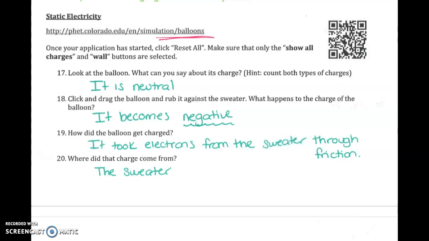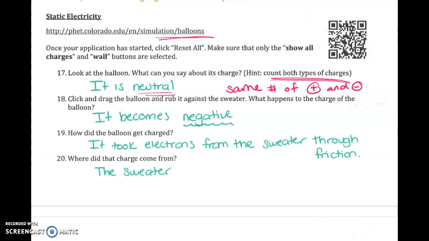Right when you open that online simulator, if you look at the balloon and count both types of charges, you should have the same number of protons and electrons, okay? If you have the same number of positive protons and negative electrons, that means you have a neutral atom. The positive protons cancel out the negative electrons. The total overall charge of the object would then be neutral. There is no charge. If you have more protons or more electrons on an object, that would tell you if the object itself is positive or negative.